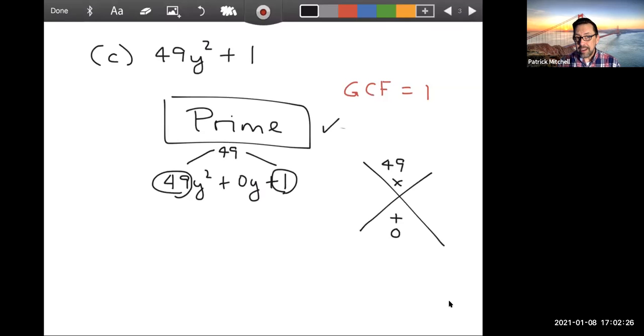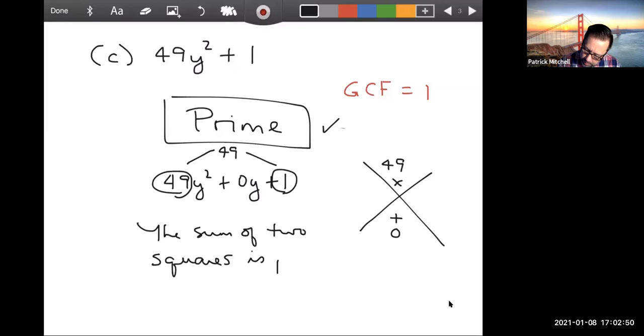And I have noticed that every so often they sneak one of these in. So don't let them trick you, and don't let me trick you, because I have been known to put these on quizzes and tests. We've been talking about the difference of two squares. The sum of two squares is always prime. All right. Okay, so don't torture yourself too much with those. You can just say they're prime. All right, next.